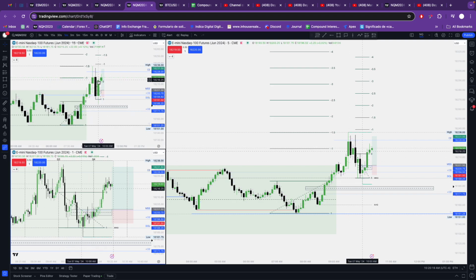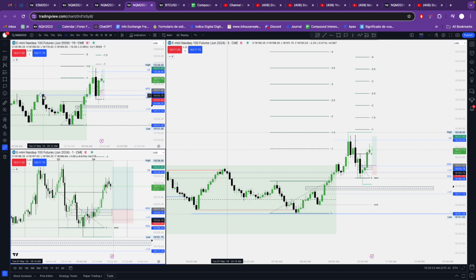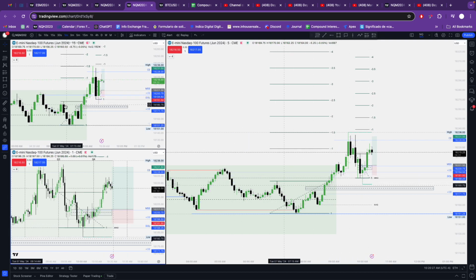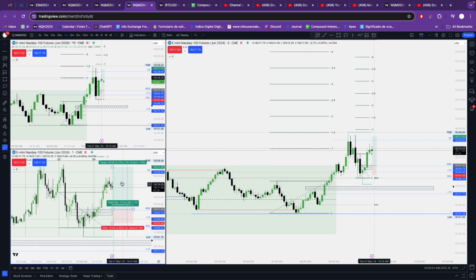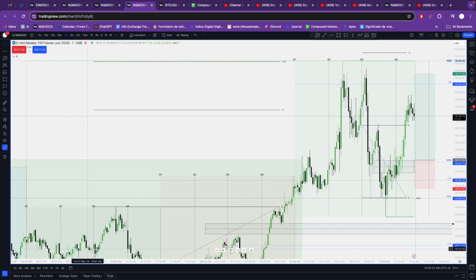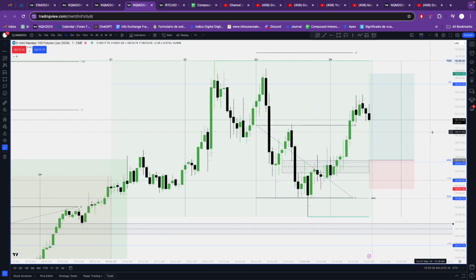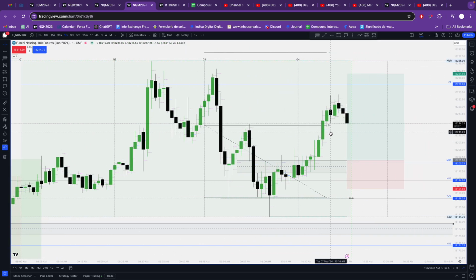And then on the 15, we're still working on this 15-minute change in state of delivery. I like how this block comes down to this block here. It's perfect. Then we wick down into this one. It's perfect. Fair value gap here on the 15. Perfect. Fair value gap here. This is a potential entry here.